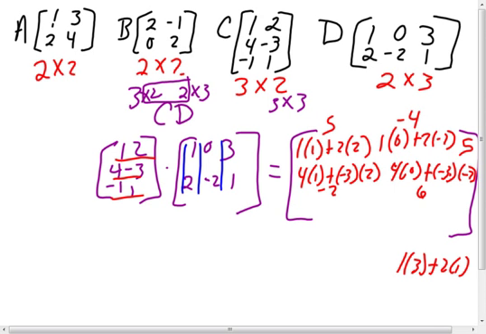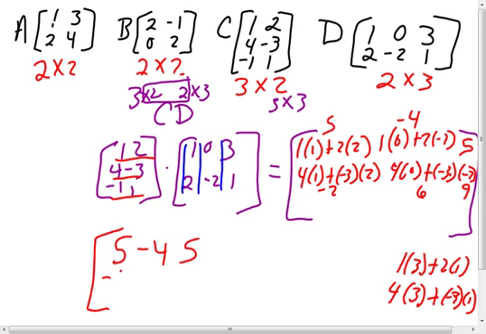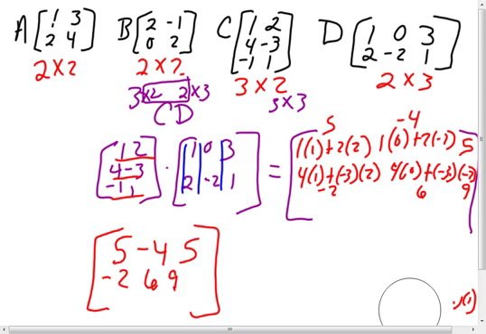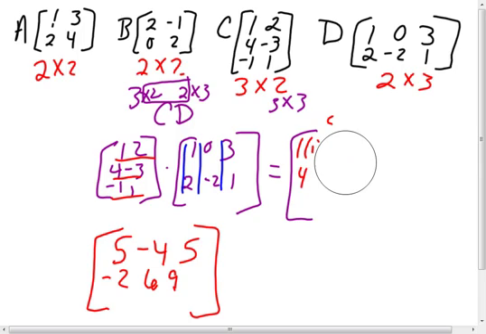And then we'll do the last one at the bottom. 4 times 3 plus negative 3 times 1. So that would be 12 minus 3, so that would be 9. So this last answer is going to be 9. So far, what we have is 5, negative 4, 5, negative 2, 6, 9. So since we've rewritten that, let's create a little more space here so I can fit the last row in.